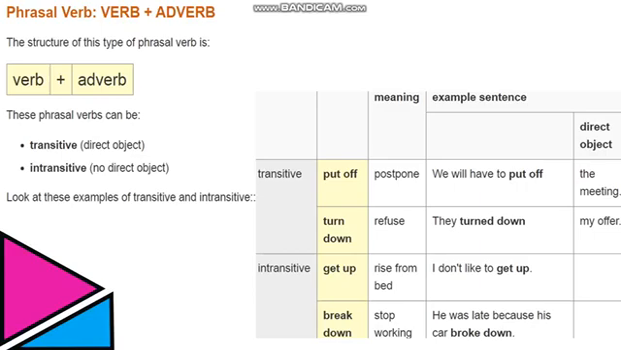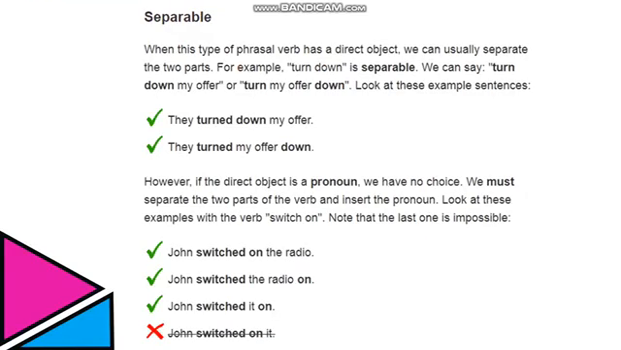Break down, which means stop working. Let's look at the example: he was late because his car broke down, which means he was late because his car stopped working. Separable. These phrasal verbs can be separable. When this type of phrasal verb has a direct object, we can usually separate the two parts. For example, turn down is separable. We can say turn down my offer or turn my offer down. Look at the examples: they turned down my offer or they turned my offer down. Both of them have the same meaning.